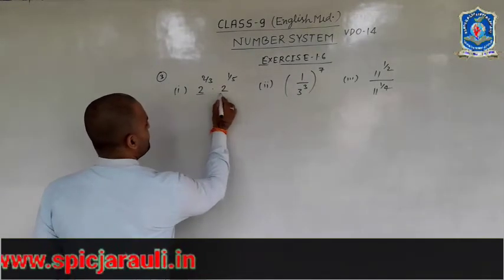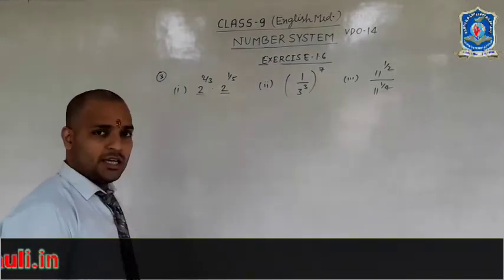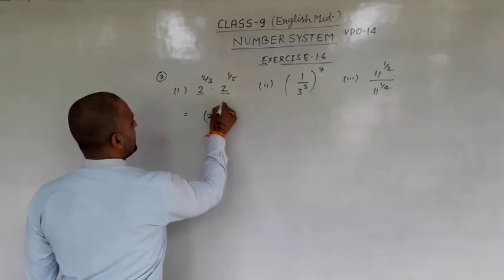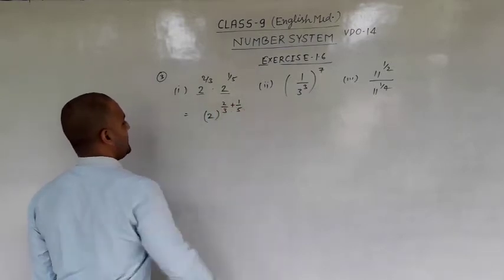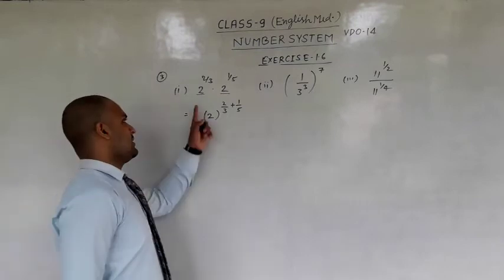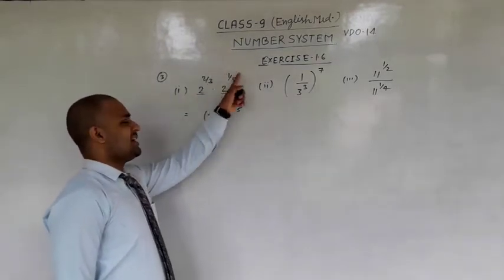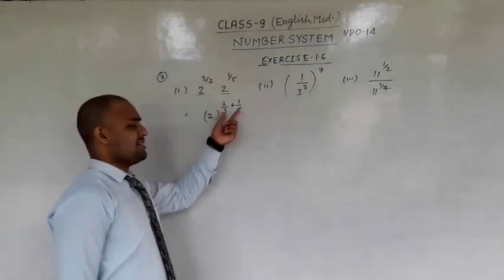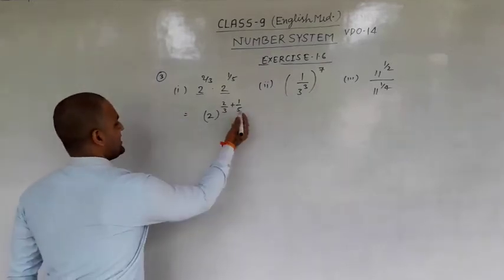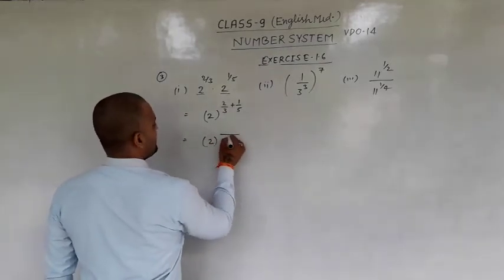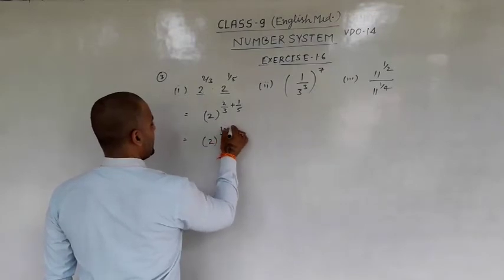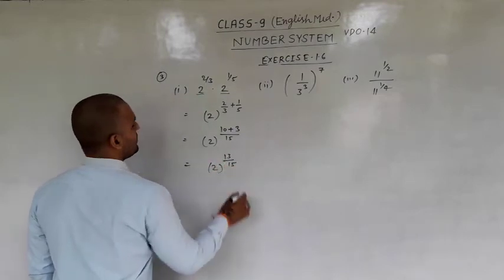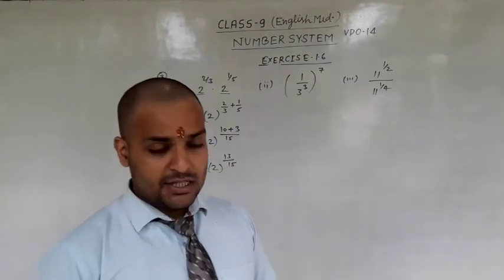Here is 2, here is 2. The bases are equal. Then that will be 2 to power 2 by 3 plus 1 by 5. Laws of exponents: if the bases are equal and the powers are different, for the product of the same base, the powers will be added. Now take the LCM here. LCM is 15, that will be 10 plus 3, that will be 13, 2 to power 13 upon 15. Okay students, you got it?